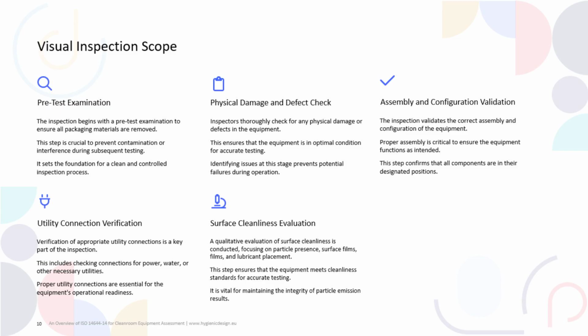Verification of utility connections is another key part of the inspection. Inspectors check connections for power, water, and other necessary utilities to ensure the equipment is ready for operation. Finally, a qualitative evaluation of surface cleanliness is performed. This focuses on detecting particles, surface films, and proper lubricant placement. Maintaining cleanliness standards is vital for the integrity of particle emission results and overall test accuracy.